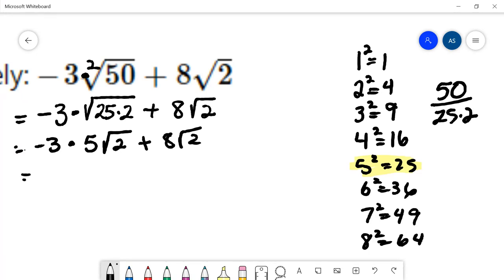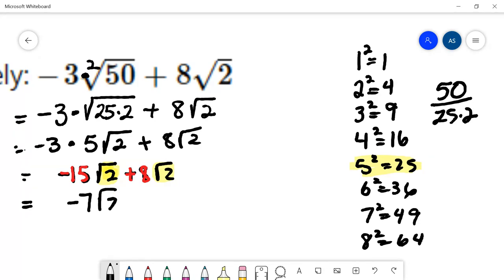So we're now multiplying. We have negative 15 square root of 2 plus 8 square root of 2. And now you can see that we have like radicals. And when we have like radicals, we can combine them. And we're going to do the math on the coefficient. So we want to do negative 15 plus 8. That's going to be a negative 7 square root of 2.